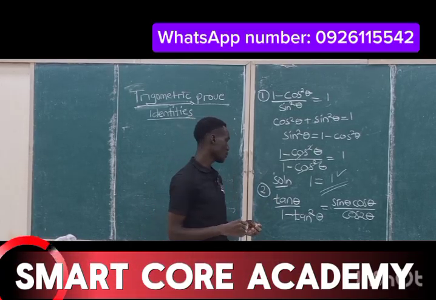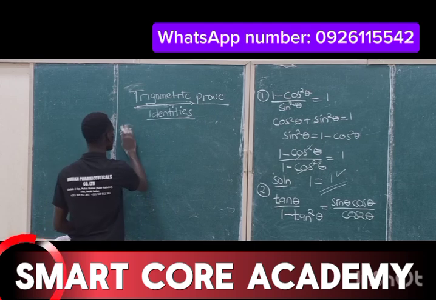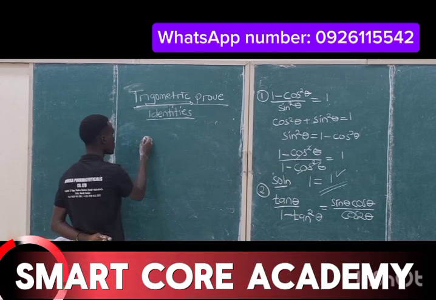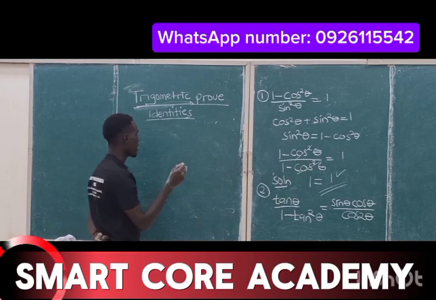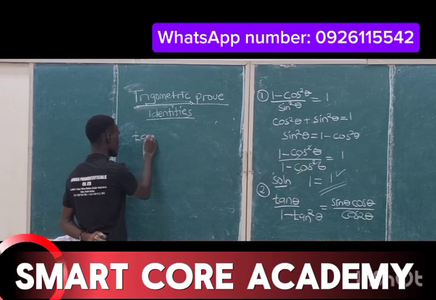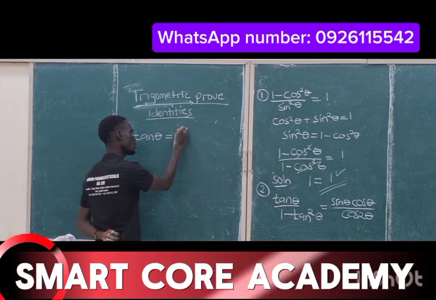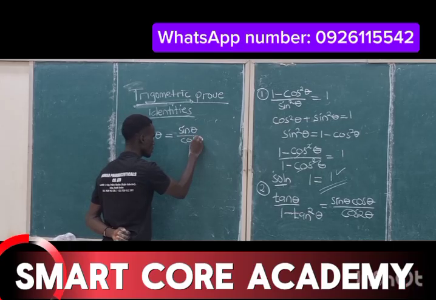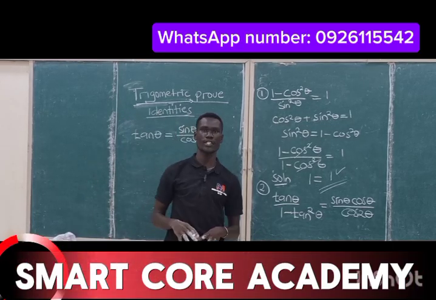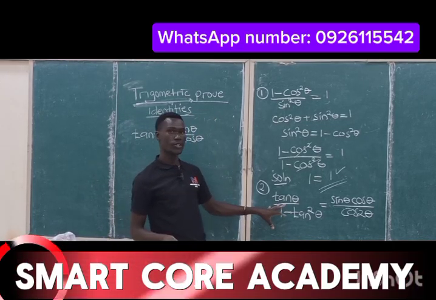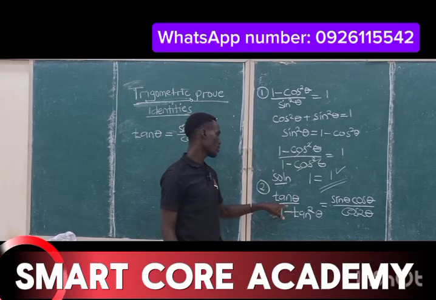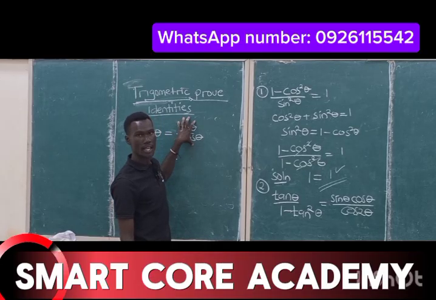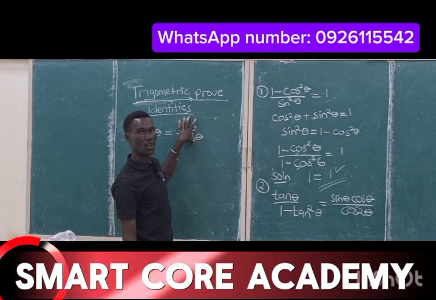and cosine. Let's say that from our quotient identity, it says that tan theta is equal to sine theta all over cos theta. We need to put each and every term into cosine and sine. So here, wherever we see tan theta, we are going to replace it with sine theta all over cos theta.